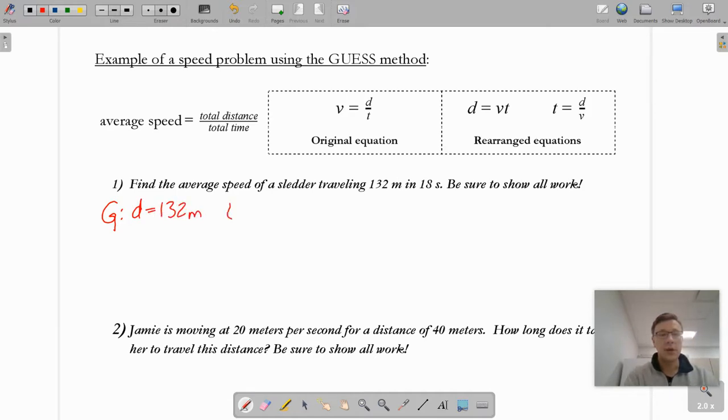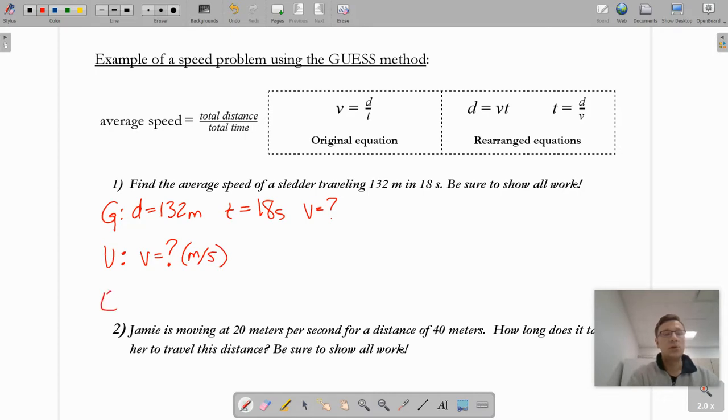Okay, I also have time is equal to 18 seconds. And then I know that I'm solving for the speed. Okay, my unknown units here. So again, I like to write V equals question mark, but then this is going to be in meters per second. We know that.